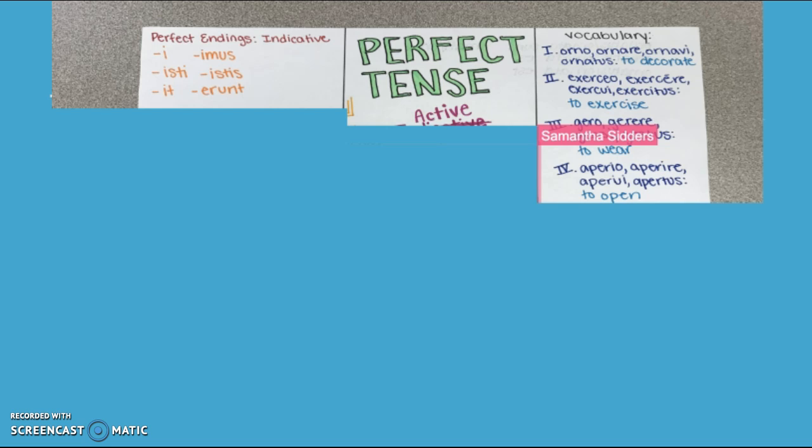In this video, we're going to teach you how to form and use the perfect tense in the active and passive forms. Our vocabulary will be the following verbs to the right of the screen, including orno, exercio, gero, and aperio. The endings we're going to be using for the active are isti, it, imus, istis, erunt.